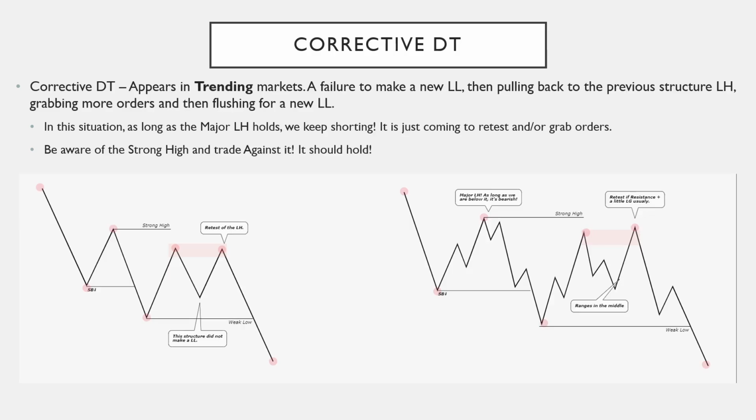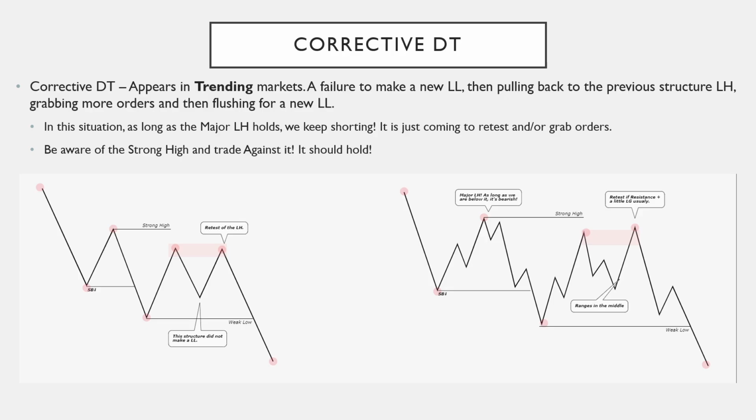This pattern might be brand new to you. You might have never heard of it before, but it's called the corrective double top. The difference with the traditional double top is that the corrective one appears in trending markets. And we're going to differentiate corrective double tops from equal lower highs.